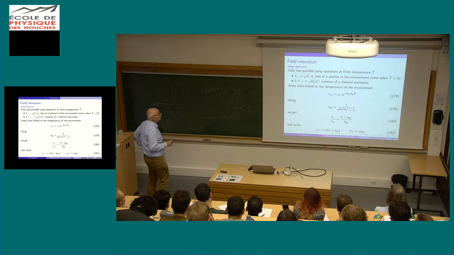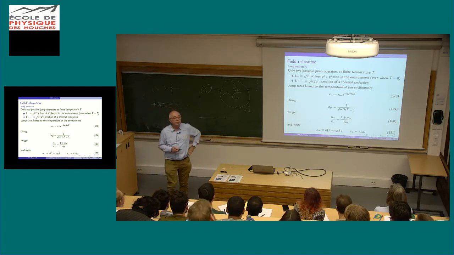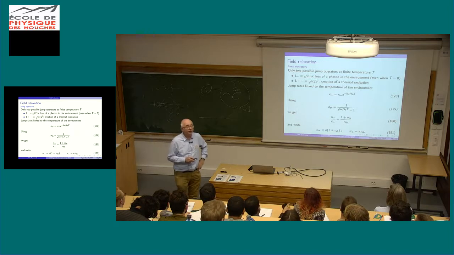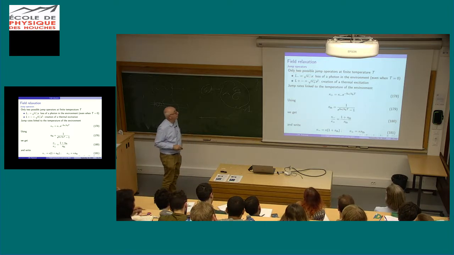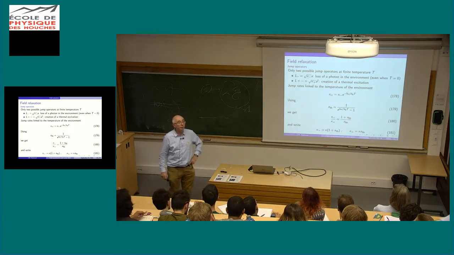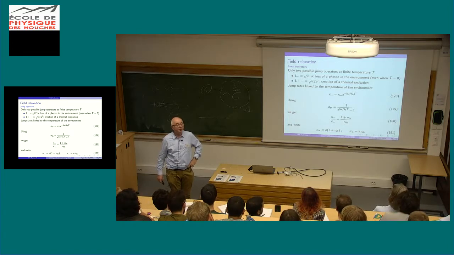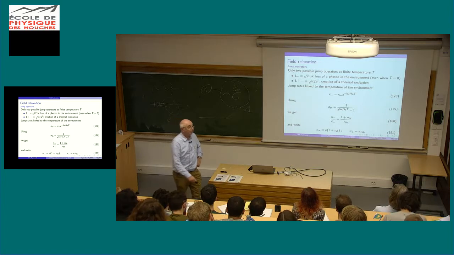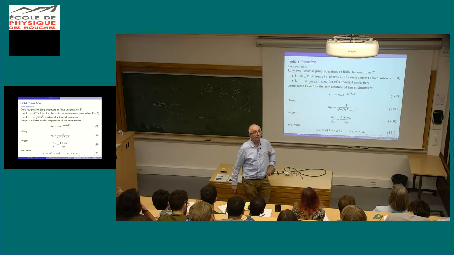I will treat in the next lecture, I think, the relaxation of an atom. But let's address now the problem, field relaxation. So I have a cavity that is coupled to an environment, and I will even put it at finite temperature T, just for the fun of it. What can happen to the field? What are the jump operators? Either I can do nothing, of course. I can lose a photon.